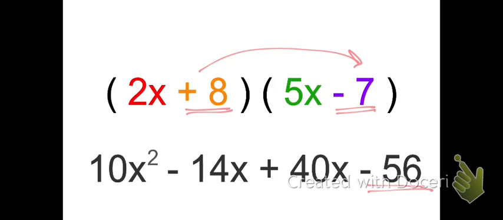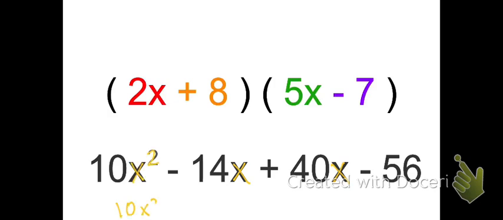Our last step is to look to see if there's any like terms that can be combined. Remember, like terms have the same variable and the same exponent. So there's no other terms that have an x squared, so that stays as 10x squared. But these both have an x. So negative 14 plus 40 is positive 26 x's. And then your minus 56.